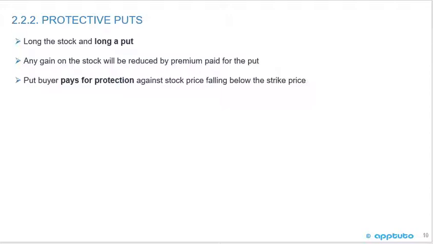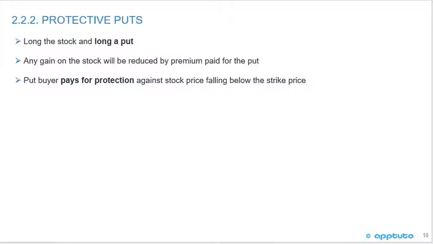The put buyer pays for protection against the stock price falling below the strike price. If the stock price goes down, but I've bought that put, I've got the right but not the obligation to sell at a certain price. So I've limited my downside. I've protected my downside, and that's why it's called a protective put. Not a difficult concept to understand.